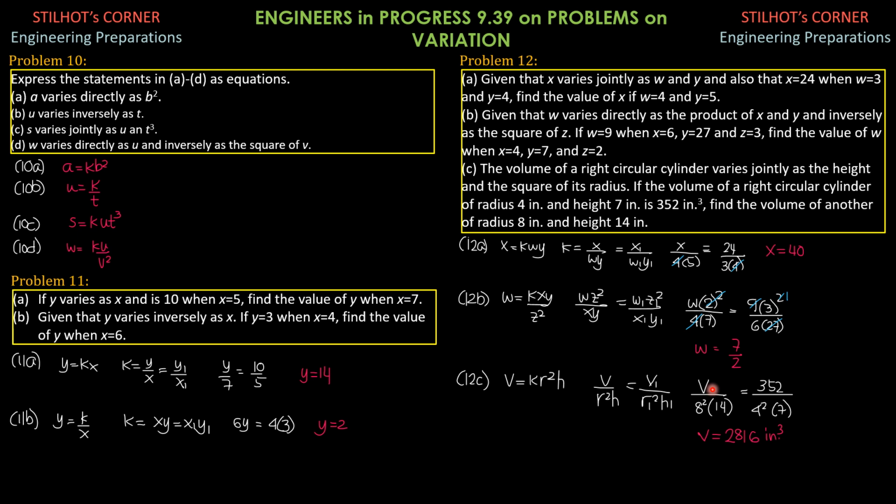So find the volume of another, if the radius is 8 squared, then height 14. Then in the initial condition, the volume is 352 when the radius is 4, so 4 squared, height 7. So solving for V, 352 times 8 squared times 14 divided by 4 squared times 7, you will get 2816 cubic inches.